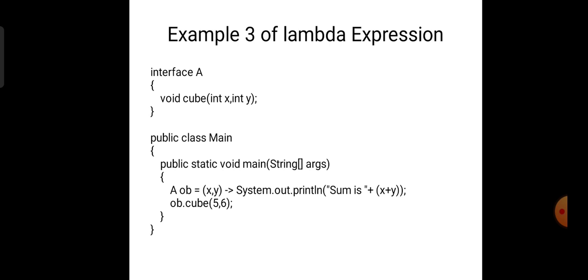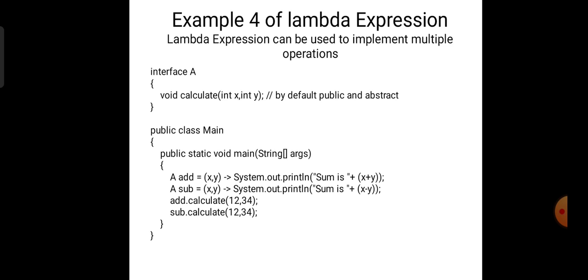So we pass 5 comma 6 as the parameter values, x equal to 5 and y equal to 6. Then we create the object OB, then we input the values in the lambda expression with the arrow operator, then we sum x plus y, and 11 is the output of the example. Then we implement multiple operations in the lambda expression. We calculate the add value and subtract value in the same program, with the same parameters x comma y. 12 comma 34 are the parameter values.